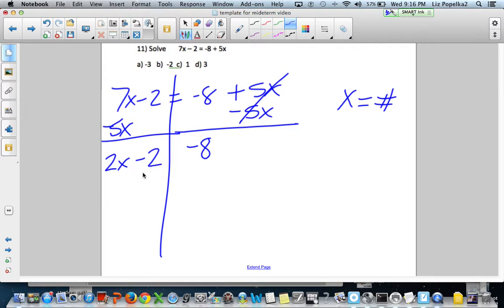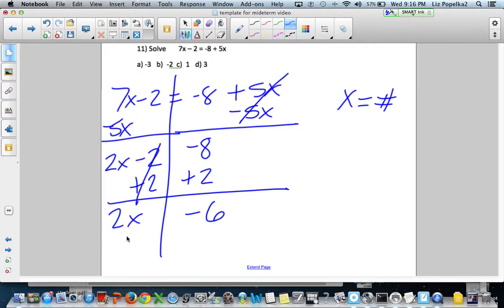So I got to get rid of the 2. How do I get rid of a minus 2? Of course with a plus 2. That's going to cancel. I added 2 over here, so I'm going to add 2 over here. That's going to leave me with a negative 6. I'm going to bring down the 2x. I've got a 2 sitting next to the x, which means that that is multiplication.